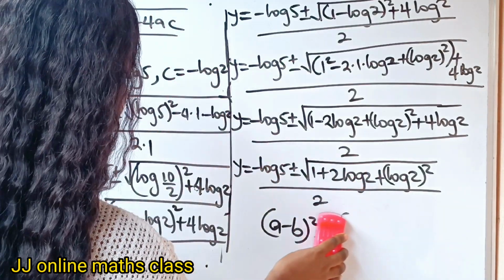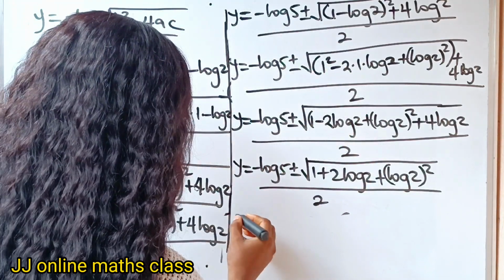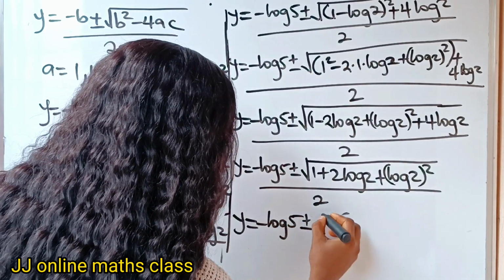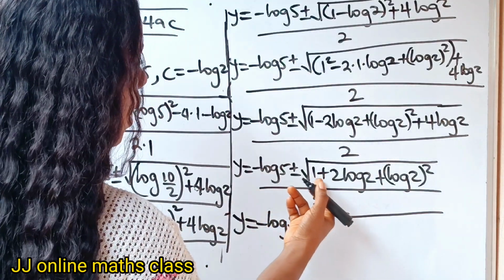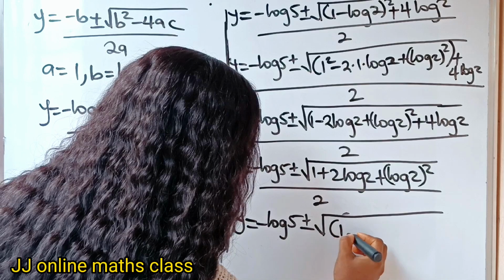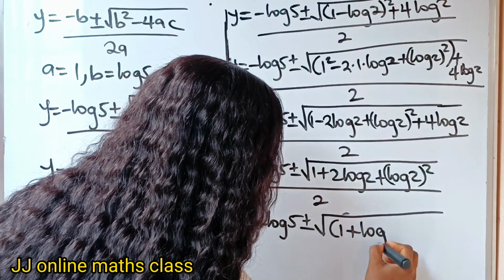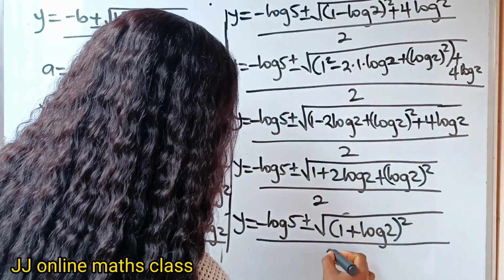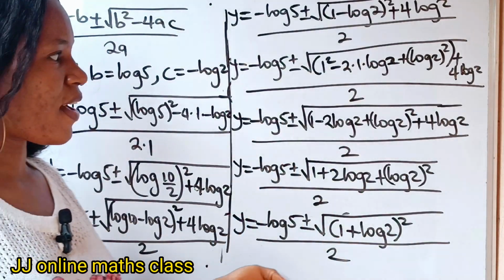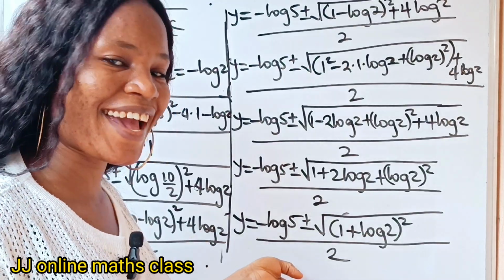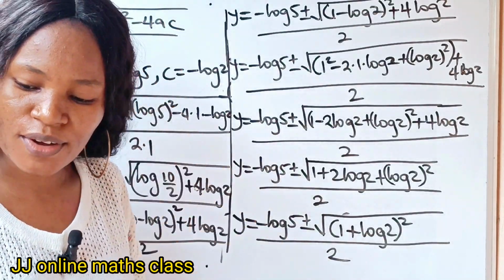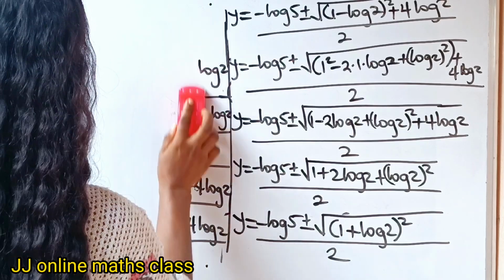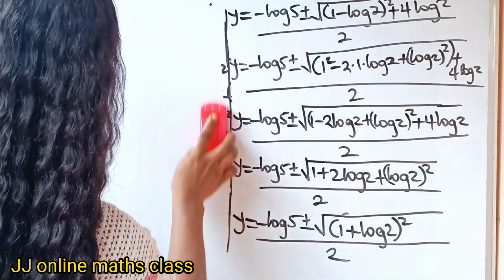So let's go ahead and do that. That means we can write this as y is equal to minus log 5 plus or minus square root of, and now we replace this with, in brackets, 1 plus log 2 squared, everything divided by 2. We are getting to the solution. Not that we have gotten to the solution, but we're going there. Okay, let us continue.